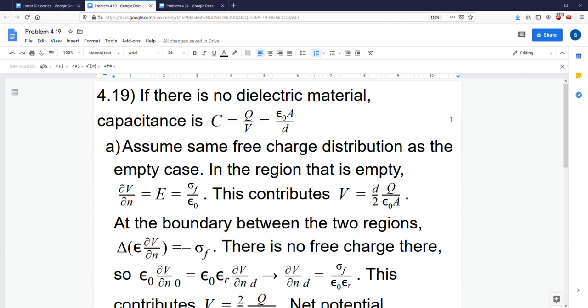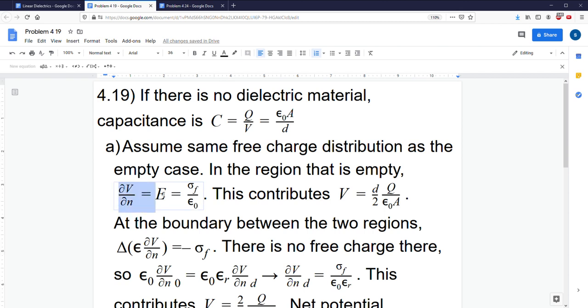So for part A, it fills the entire area for half the distance. I'm going to assume the same free charge distribution as with the empty case. In other words, the two plates have the same charge as they did before. And that will create electric field, which will create a change in potential both inside the dielectric material and inside the air.